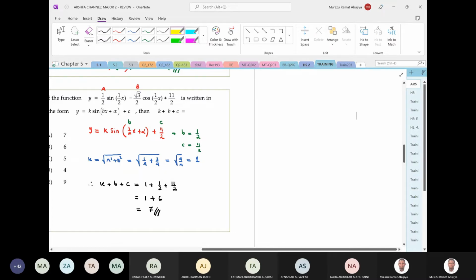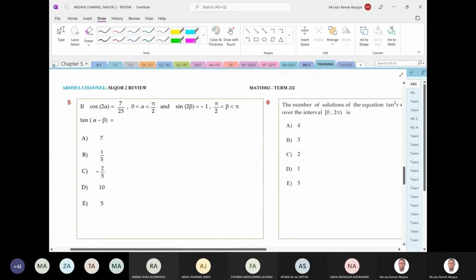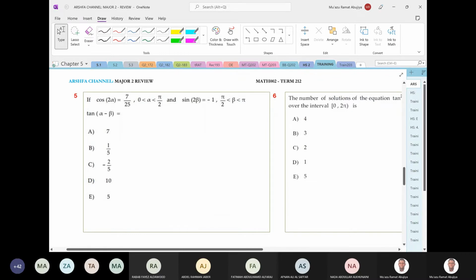Okay, now let us continue. Number 7. Number 7 is a very beautiful old exam question. And this question, I can say it's more or less like A. Why? Because it combines two ideas in one. Why did I say that?